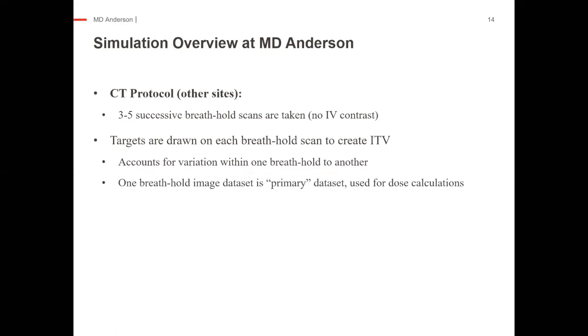For other sites, such as your adrenals or your kidney, for your breath hold we just take 3 to 5 successive breath hold scans, and we don't use any IV contrast. Then for all these 3 to 5 successive scans, we draw our contours and merge them together to create an ITV, or internal target volume. This accounts for the variation from one breath hold to another. Then we select one of these images to be our primary data set and use that for our dose calculations. We'll typically select the one that's in the middle of the motion. If they were holding their breath better on one scan versus another, that's what we'll choose as the primary. But in general, it doesn't really matter.